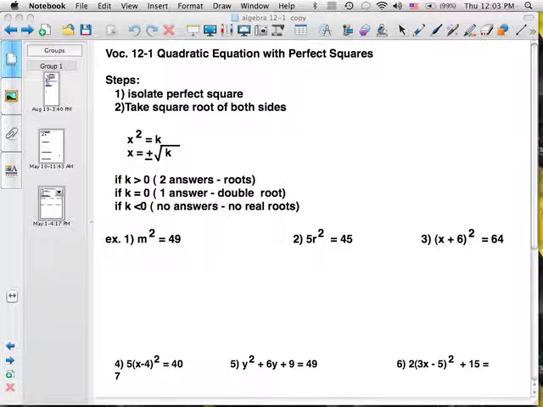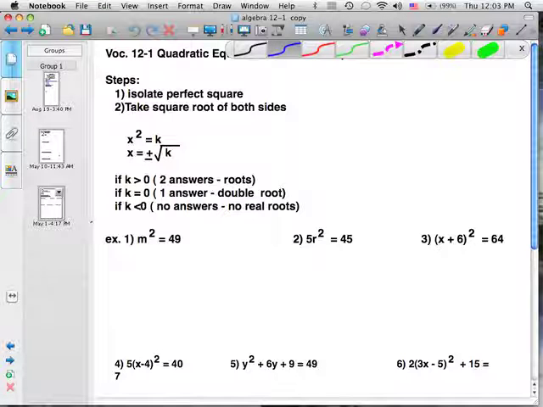We're going to be working with quadratic equations again and with perfect squares. We're going to isolate the perfect square and take the square root of both sides. When we have that happen, we get two possible answers, plus or minus the square root of whatever's under the radical. If k is a positive number, then we have two answers, one positive, one negative. If k is 0, then we only have one answer. And if k is less than 0, there's no answer since we can't take the square root of a negative number.